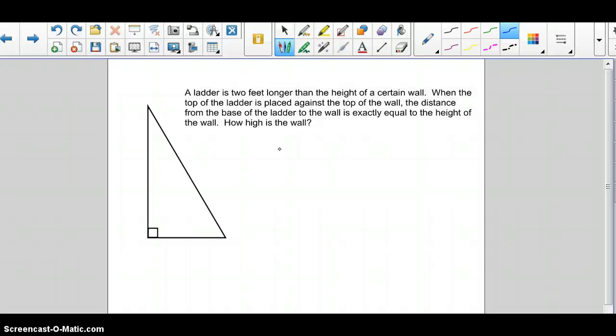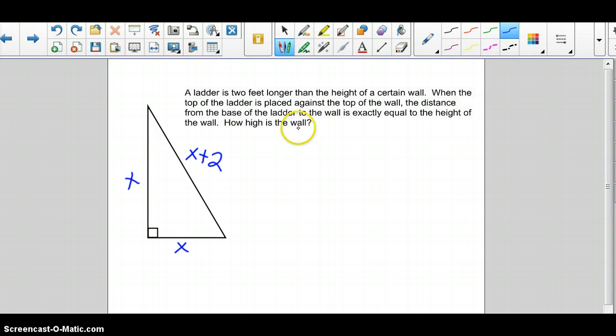So let's try to use what's given to us. A ladder is 2 feet longer than the height of a certain wall. So let's give the height of the wall x, and we're told that the length of the ladder, which is this slanted side, that's our ladder, is 2 feet longer. So we're going to represent that as x plus 2. So it says that when the top of the ladder is placed against the top of the wall, the distance from the base of the ladder, right here at this point, to the wall is exactly equal to the height of the wall. So that would mean it's x. So clearly this triangle is not to scale.